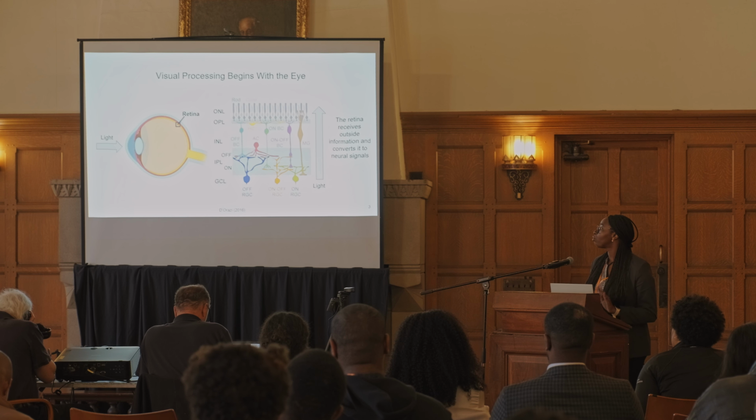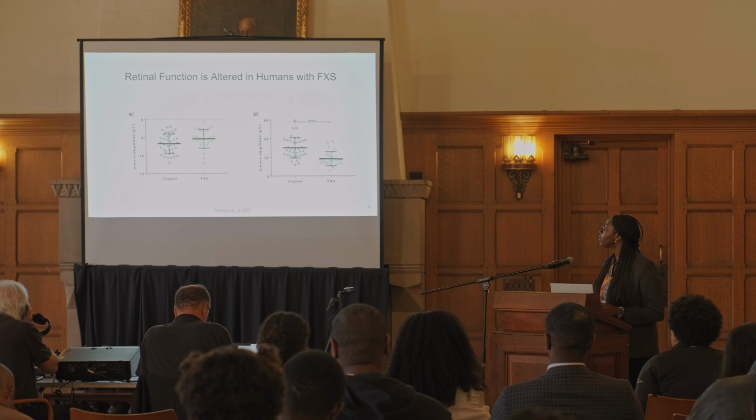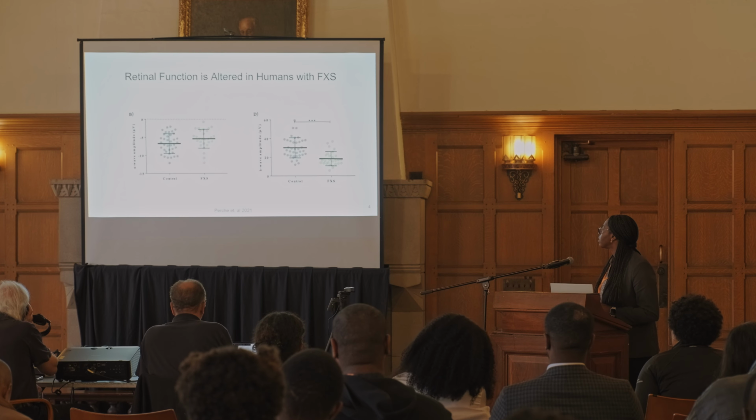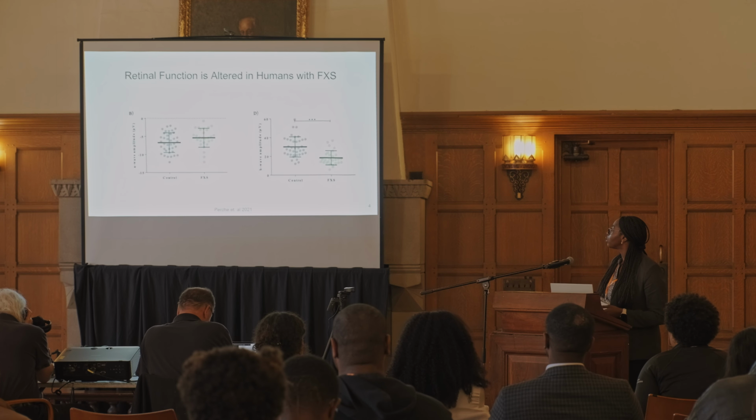So in addition to the broad visual deficits that we see in ASD, a number of studies have also found that specifically retinal function is altered as well. So a previous study has found that retinal function is altered in humans with ASD, particularly Fragile X syndrome. And what this study did, they performed an electroretinogram, which is a measure of retinal function in response to different light stimuli. And this test will give you 2 different readouts.